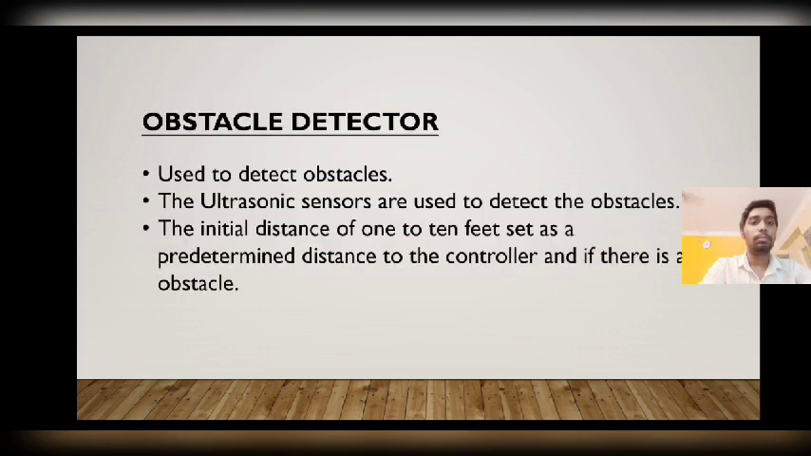Obstacle detector. Detection of obstacles while the vehicle is moving. Ultrasonic sensors are used to detect the obstacles. An ultrasonic sensor transmits ultrasonic waves from its sensor and again receives ultrasonic waves reflected from the object. The obstacles can be detected within a 10 feet surrounding.